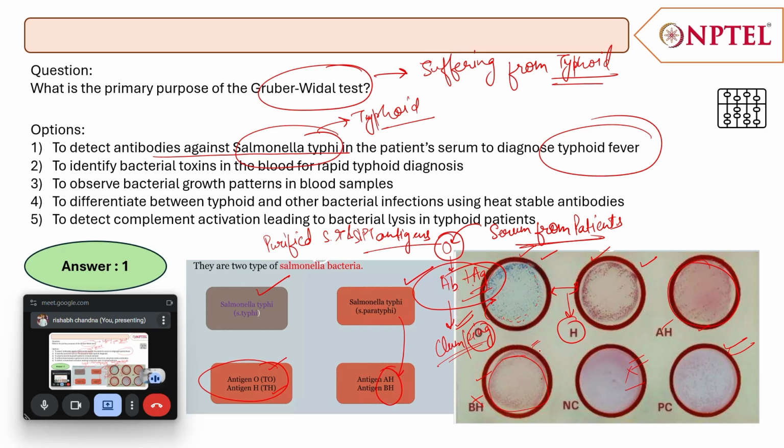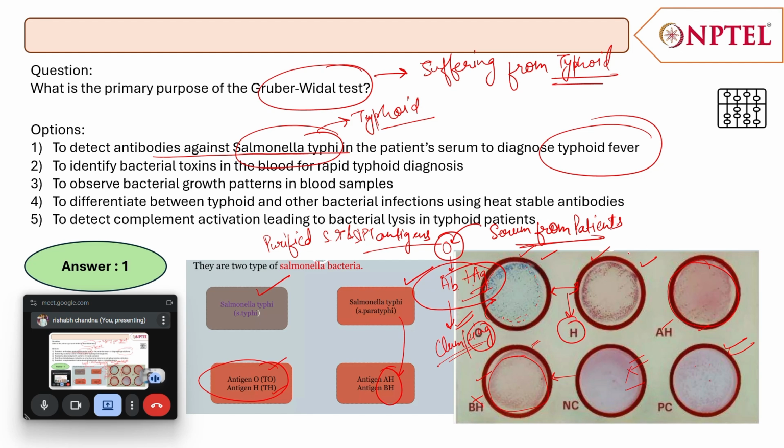Sorry. Okay, and this is the negative control. As you can see here, the negative control and the paratyphi strain ones are similar, and this is the positive control. As you can see, these dots appear in the O and H spot. So this is how we detect whether the patient is suffering from typhoid or not.